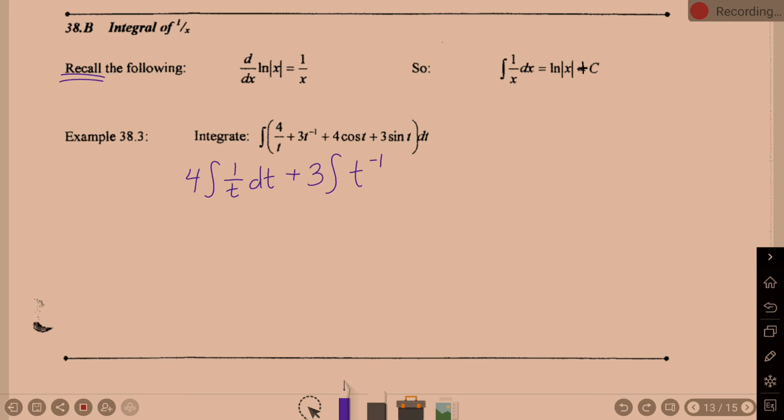So, if you catch it, you can take t to negative 1 and rewrite it as 1 over t dt. If not, when you go to add 1 later, hopefully it will trigger, wait, why did I get 0? So let me finish writing this out. Plus 4 times the integral of cosine t dt, and plus 3 times the integral of sine t dt. The rest of this is all fairly obvious.